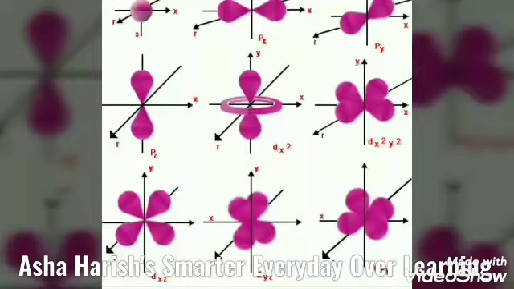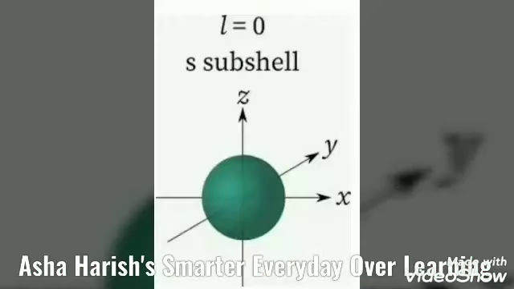The azimuthal quantum number gives the following information: the number of subshells present in the main shell, and the angular momentum of the electron present in any subshell. It also gives the relative energies of the various subshells and the shapes of the various subshells present within the same principal shell. This quantum number is denoted by the letter l, as I said previously.